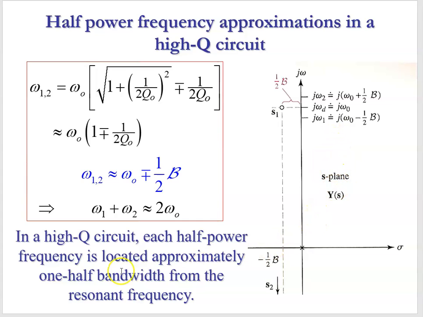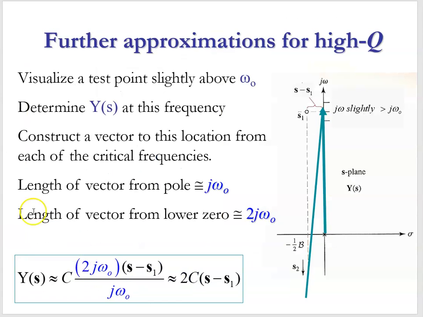And again, we can look at this on our S-plane. So further approximating for high Q, if we visualize a test point above omega naught, so here's our omega naught, here's our test point above omega naught, and we want to determine our admittance function at this frequency, we can construct a vector from this location to each of the critical frequencies. So we have a critical frequency at our S2 way down here. It's far enough away and close enough to the j omega axis that we can say that's approximately just equal to 2 j omega naught.